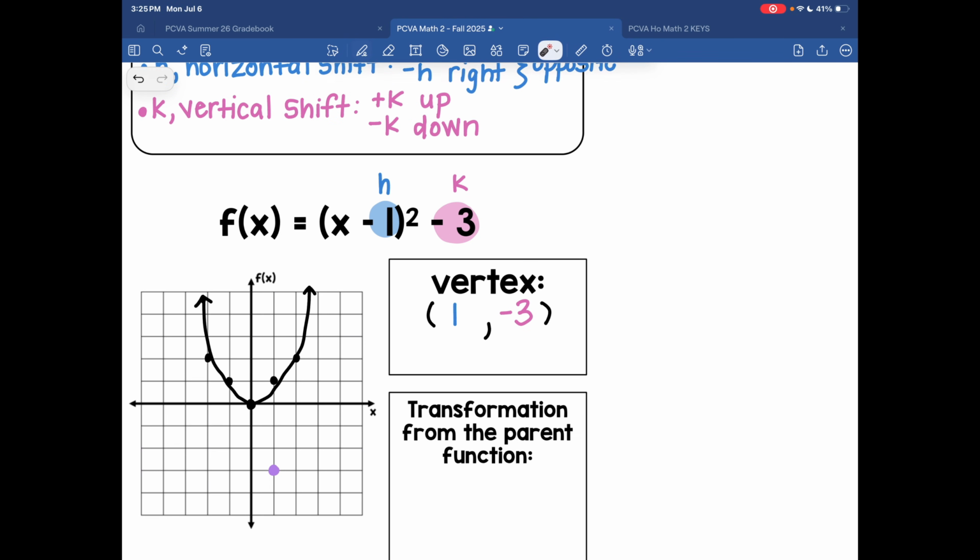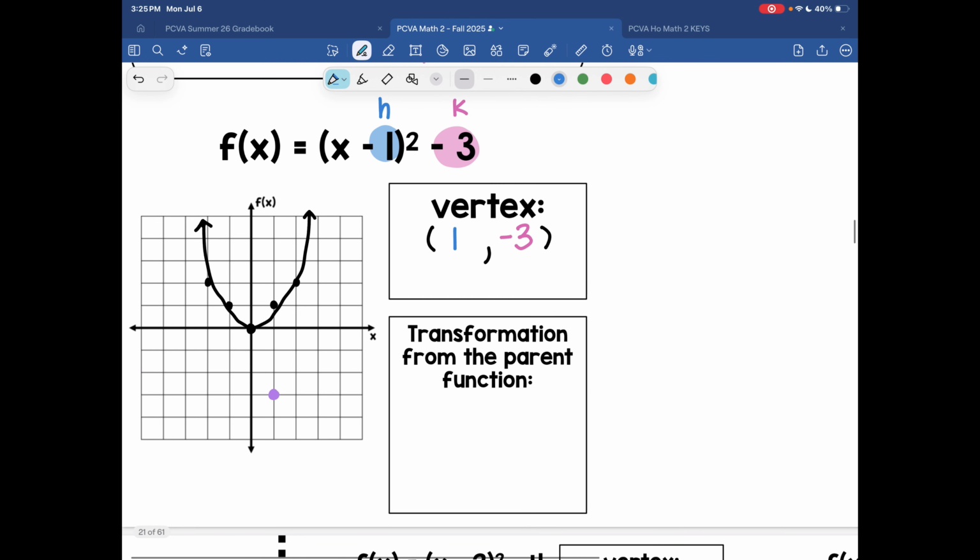Now I want you to look at what happened here. From 0, we went to the right by 1 unit, and then we went down by 3. So the transformations are the h and the k. The h value means that we're going to go to the right, because it's the opposite, right 1 unit. And the k value means that we're going to go down 1 unit, or excuse me, 3 units.